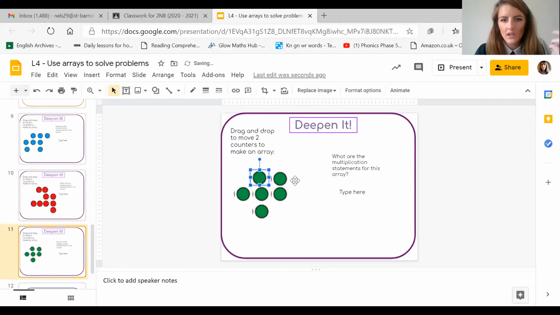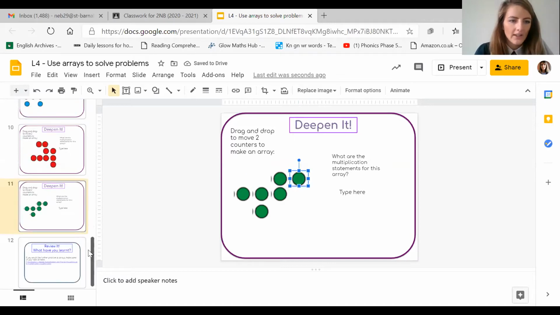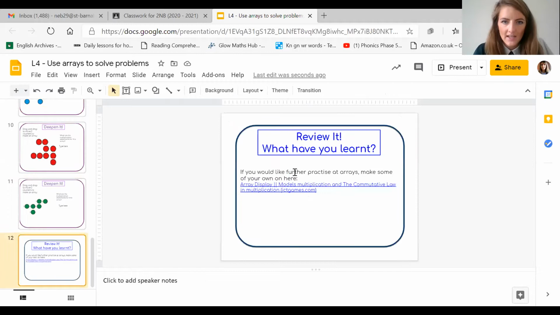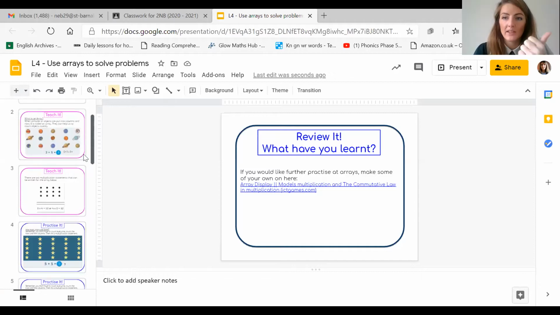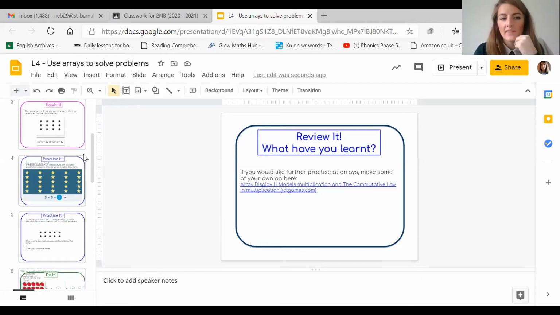Okay, so that will be it for today. If you would like some further practice at arrays and making some up of your own, you just click the link there and then you can have a go at making some of your own. Okay, but that is optional. And equally, if you want to practice any of your counting up in 3s, 2s and 5s, that would be helpful too. So if you are thinking, what else can I do? Those skills are really important to keep practicing.